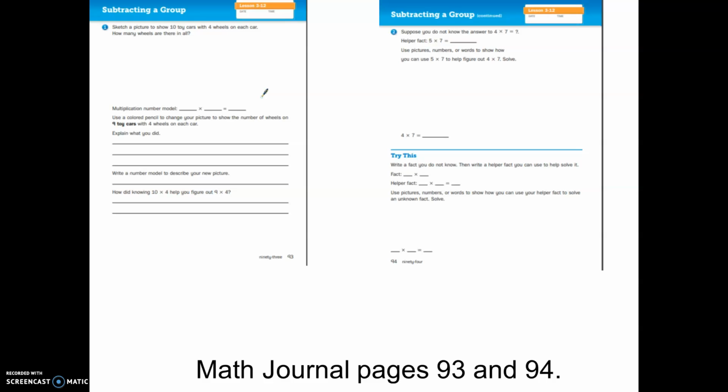Then on the next page for number 2, suppose you don't know the answer to 4 times 7, but you can use a helper fact, 5 times 7. Use pictures, numbers, or words to show how you can use 5 times 7 to help you figure out 4 times 7. I want to work this one out with you.